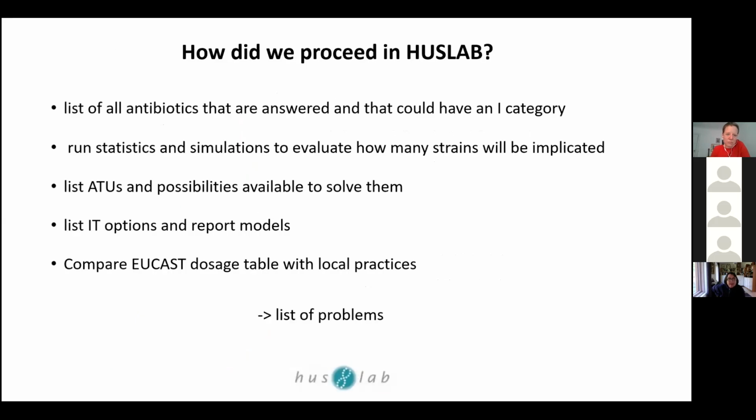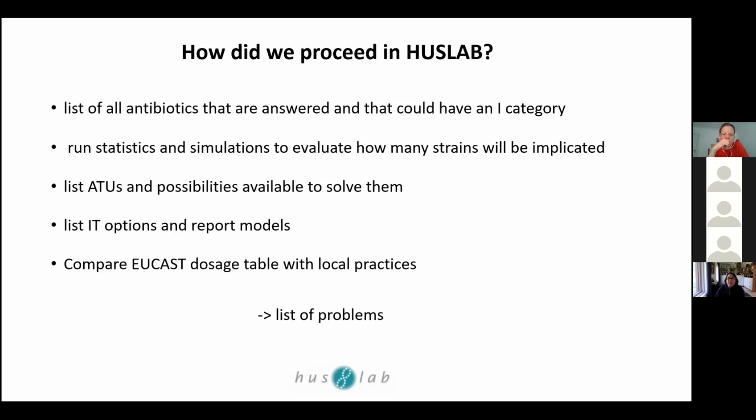Next. So how did we proceed in HUSLab? First of all, we had a big brainstorming work to do. Then we listed all the antibiotics that are answered in our laboratory and that could have an I category. We ran additional statistics and simulation to evaluate how many strains would be implicated. We also worked on the ATU and the possibilities that we have to solve them.